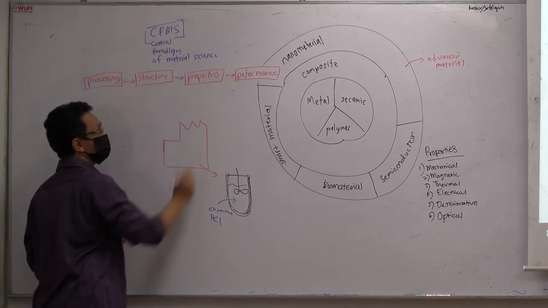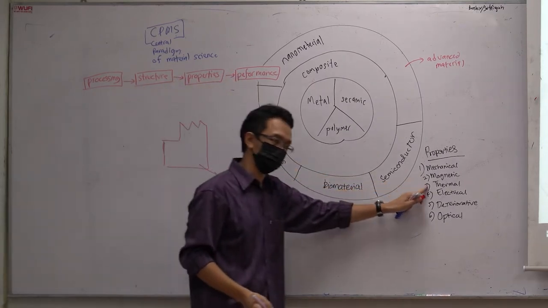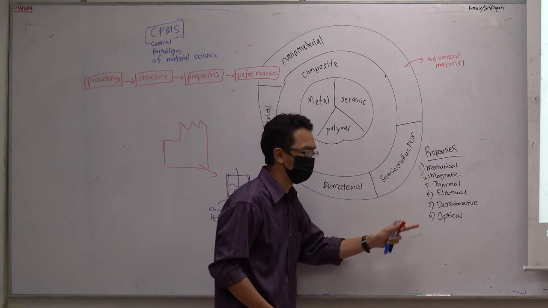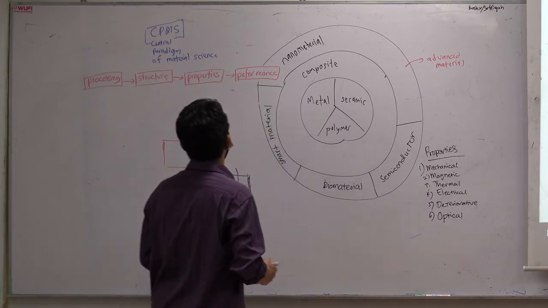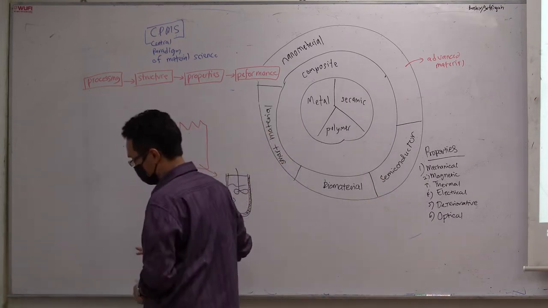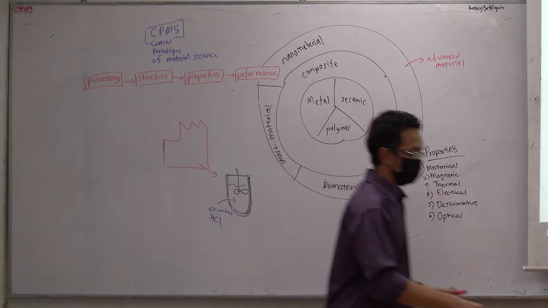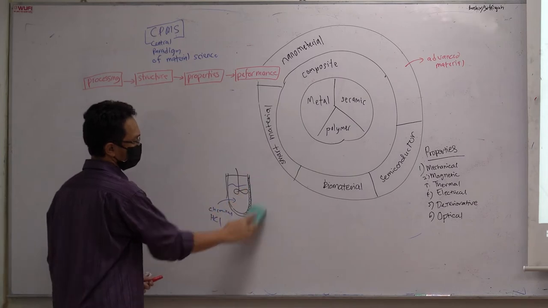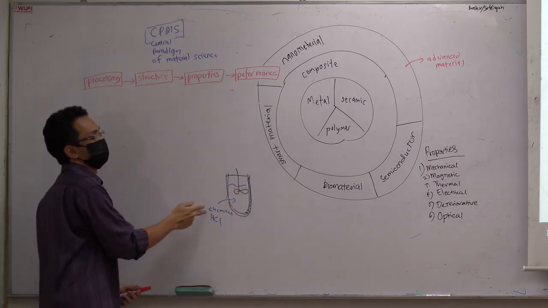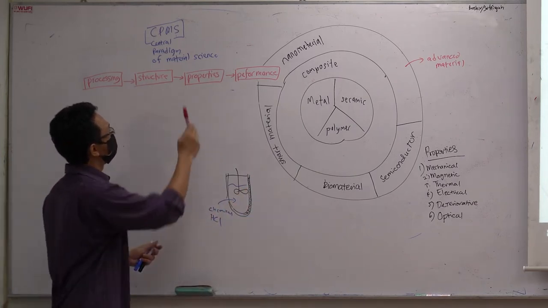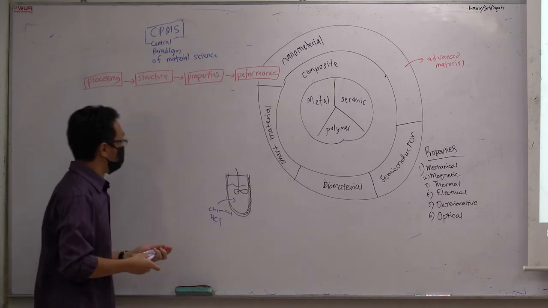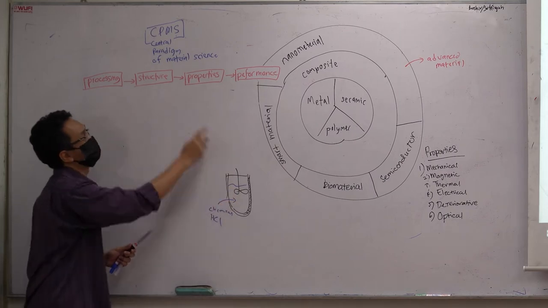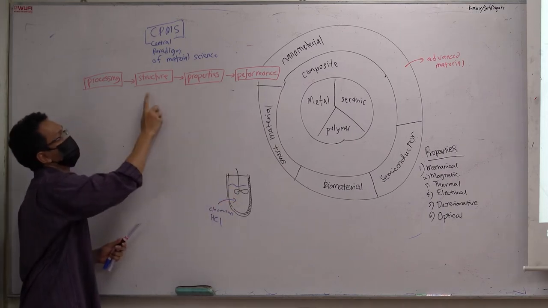Like this. So you know about properties. This is the properties: mechanical, magnetic, thermal, electrical, deteriorative, and optical. Okay? So that is properties. So for these properties, let's say you want this material to be very corrosion resistant. So you want the properties of corrosion resistance. These properties of corrosion resistance are intimately linked with the structure.